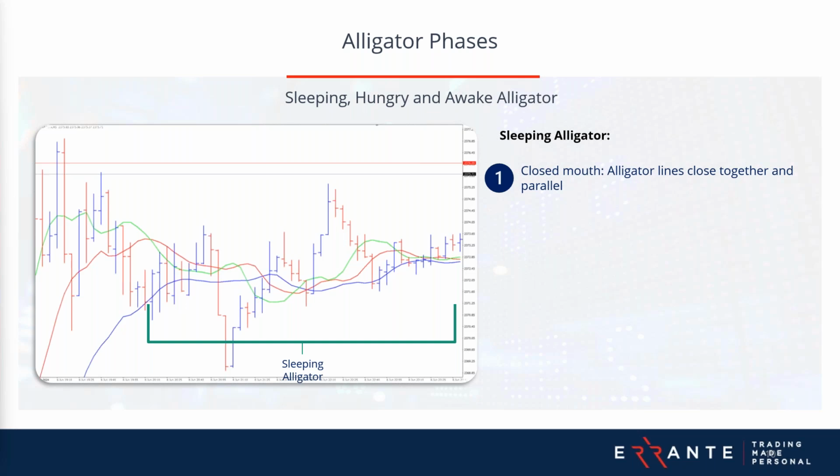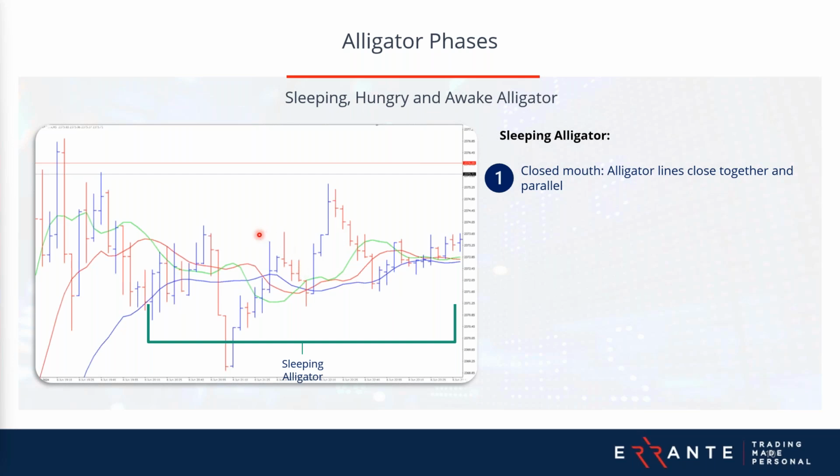What is a sleeping alligator? In the sleeping alligator phase, the alligator's three lines, the lips, the green one, the teeth, the red one, and the jaw, the blue one, are close together and running parallel to each other. This configuration indicates that the alligator is sleeping. On the chart here, you can see how the green, red, and blue lines are intertwined and not diverging significantly. This lack of separation signifies a period of market consolidation.